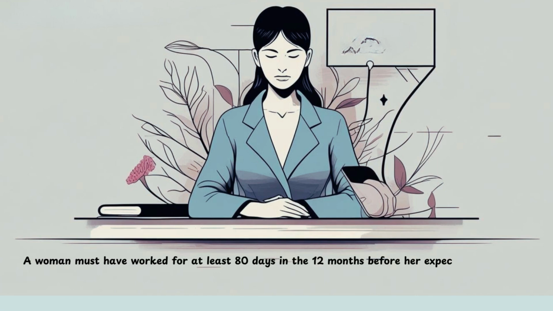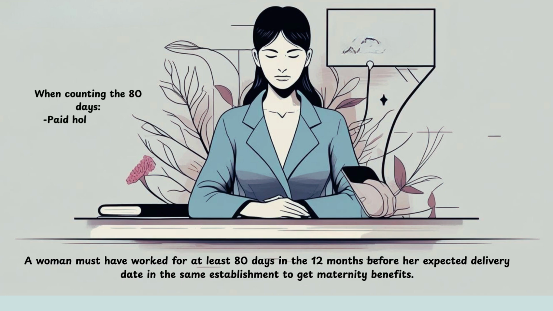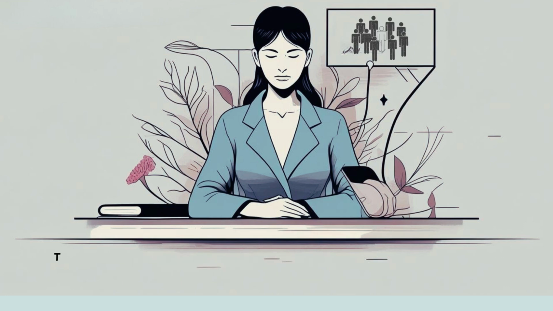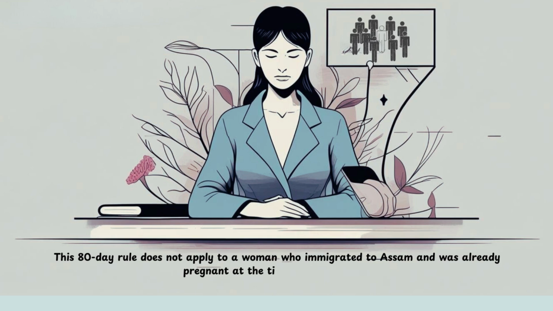To be eligible for the maternity benefits, a woman must have worked for at least 80 days in the 12 months before her expected delivery date in the same establishment. And when counting the 80 days, paid holidays and days she was laid off are also included as working days. However, as an exception, this 80-day rule does not apply to a woman who immigrated to Assam and was already pregnant at the time of immigration.